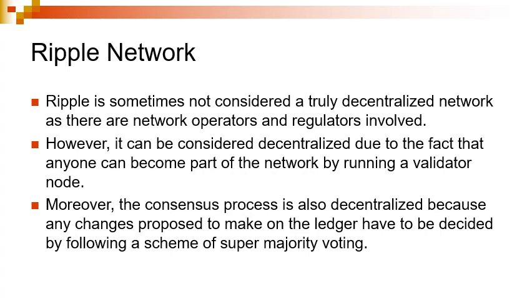So the consensus is achieved by the scheme of majority voting. If the server receives the majority of votes, then that transaction is accepted, otherwise the transaction is rejected. So the consensus process in Ripple is a decentralized process.